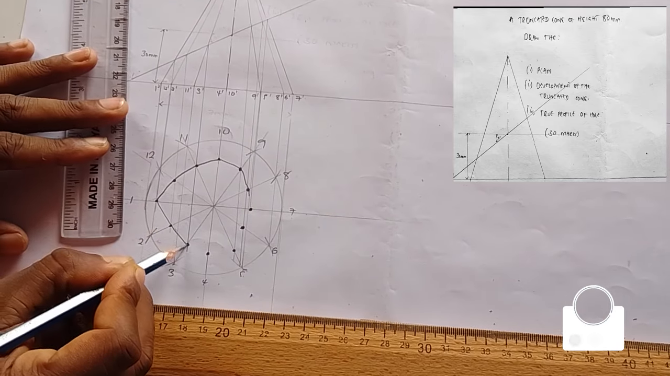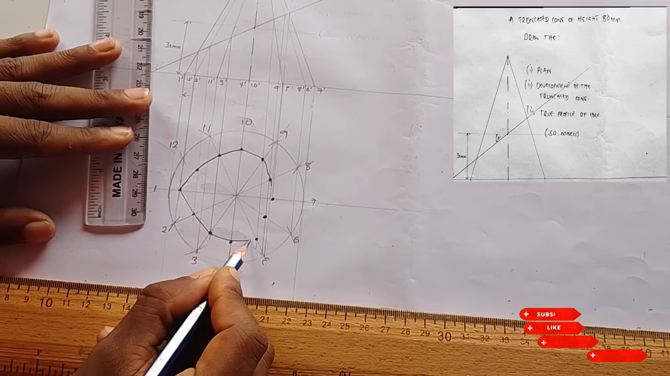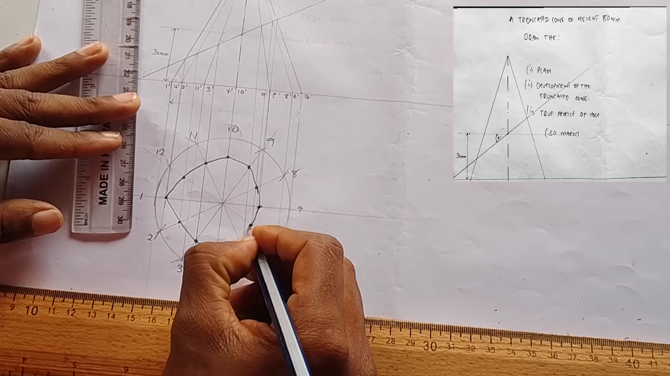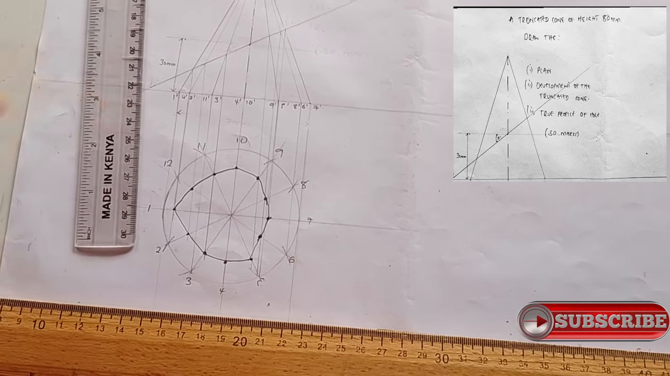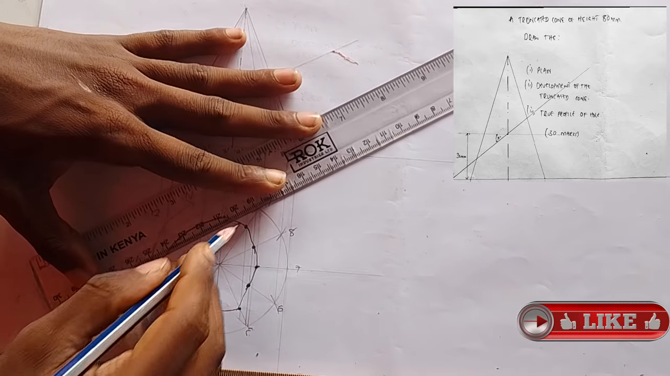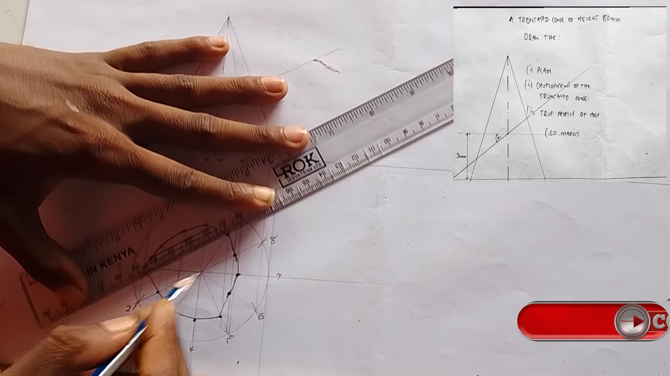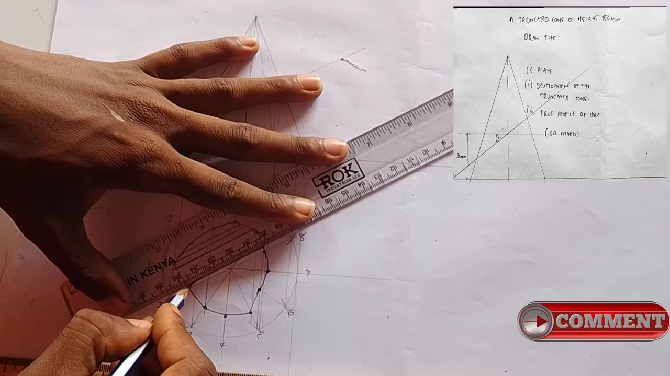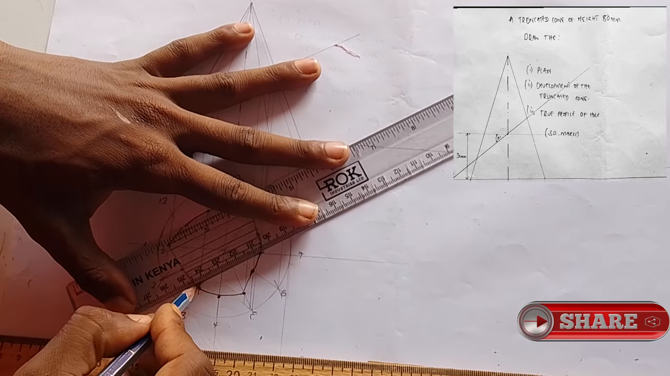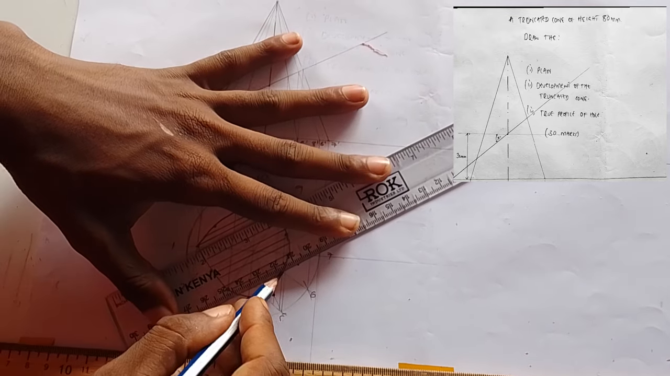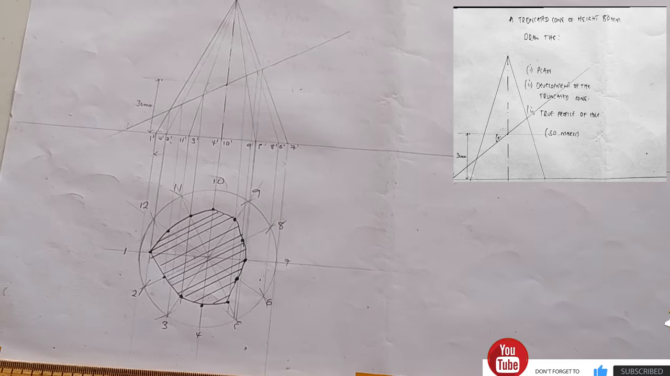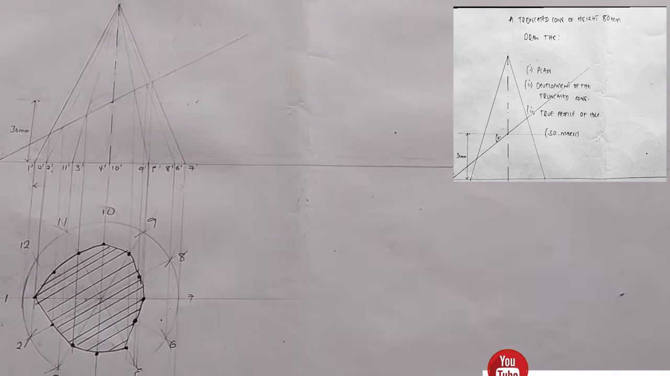Using your free hand or French curve, now you can draw it like that. As you can see, that has intersected. So section this part because it is cut. Section it properly so that whoever is marking this exam can see a difference between the truncated cone and the cut part. So you see here, at this particular point, you've been able to do the first part of the question, which is that you have drawn the plan.